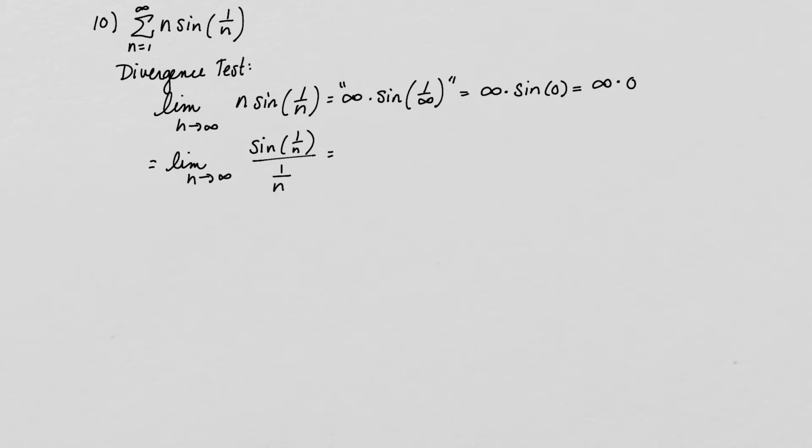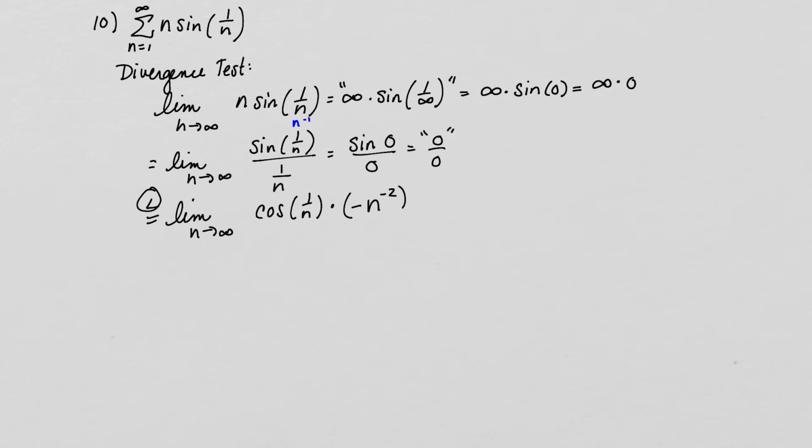And now if I plug in, I'm going to have the sine of 0 over 0, or 0 over 0. So now I can actually use L'Hopital's rule and get the limit as n approaches infinity. The derivative of the sine of 1 over n is going to be the cosine of 1 over n, and then times the derivative of the stuff inside. So remember, 1 over n is the same as n to the negative 1. So the derivative is going to be negative n to the negative 2. And same thing when I take the derivative of the bottom here, it's going to be negative n to the negative 2. So these negative n to the negative 2 parts will cancel each other out.